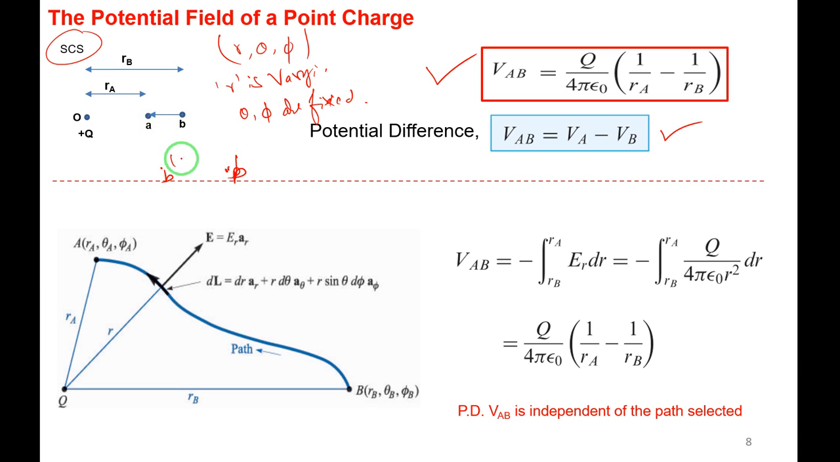Means at this time what will happen? R is varying, theta is varying, phi is varying, right? At the two points, we'll see this. The second diagram you can see here, compare.